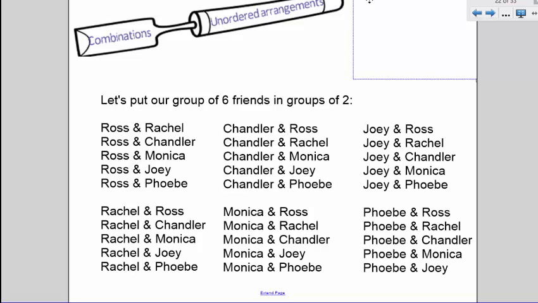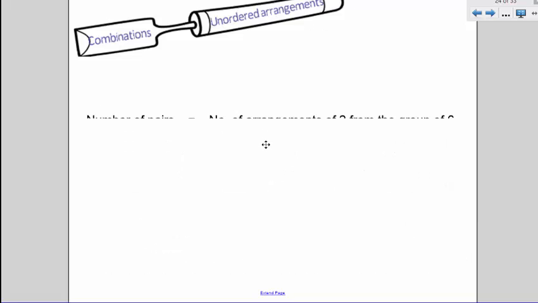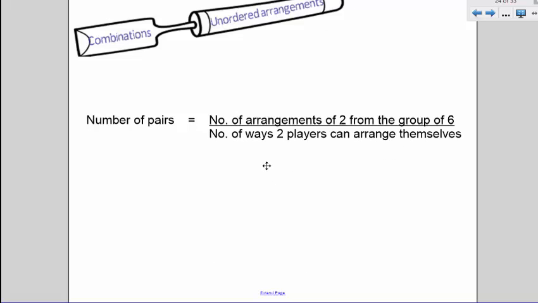Let's look at all the pairs. What do you notice? You can see there are double ups. There's a pair of Ross and Rachel, but that's the same as Rachel and Ross because the order doesn't matter. If we cross out the doubles, we can see that we reduce the number of combinations possible. Formally, using the fundamental counting principle, we see that there are 6 ways to choose the first person and 5 ways to choose the second person.